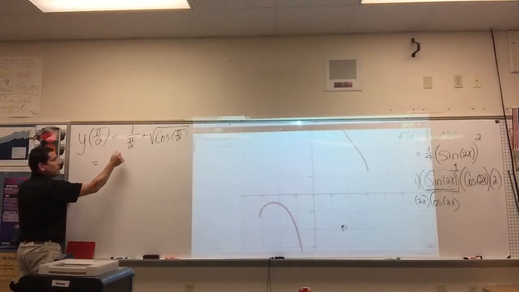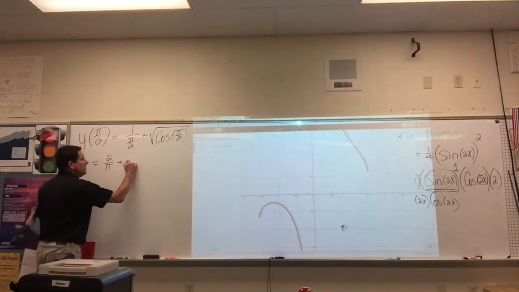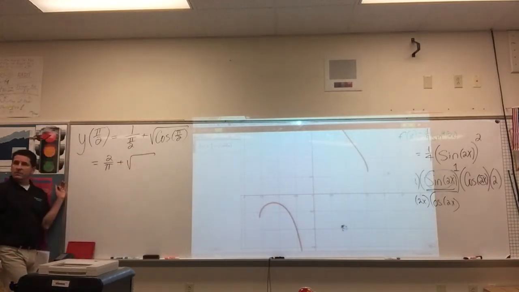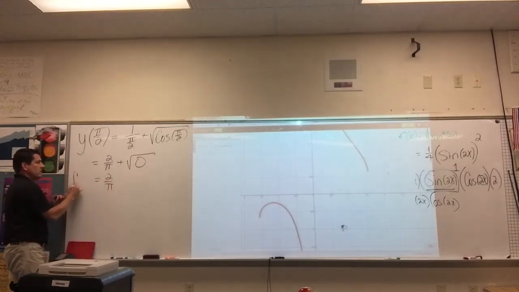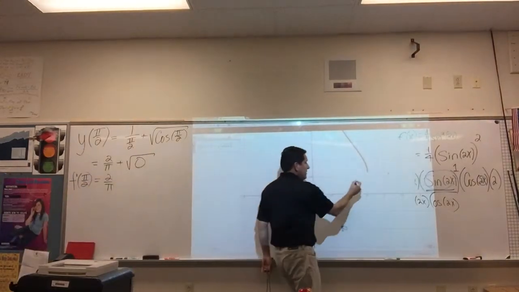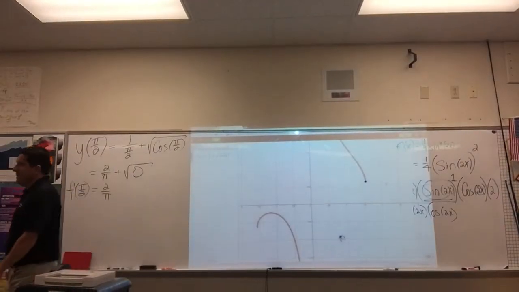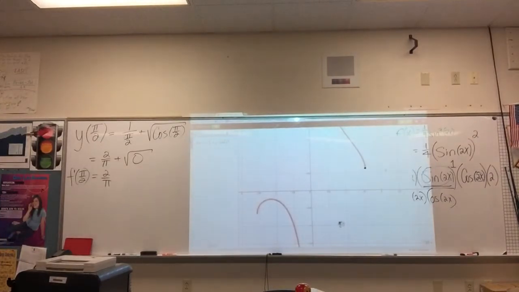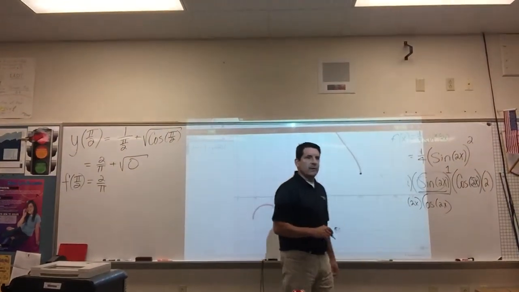Okay, 1 over pi over 2 is 2 over pi, plus, what's the cosine of pi over 2? 0. So that means that 2 over pi is the point. f of pi over 2 is equal to 2 over pi. So that means it's this point right here. It's not a cusp because it doesn't have the sharp turn. So this is actually one that we have not talked about yet.